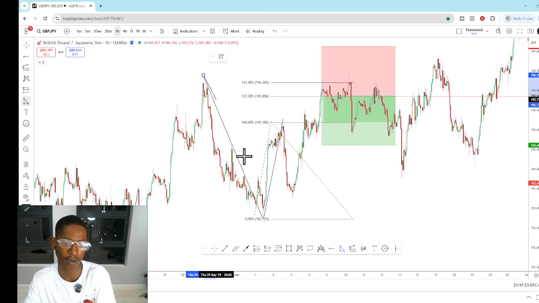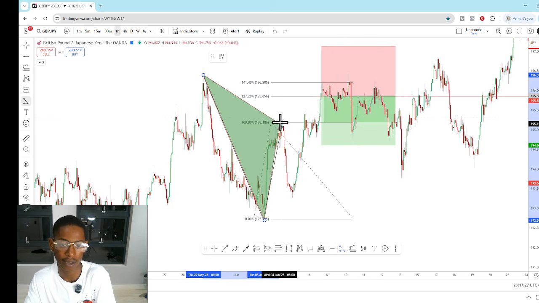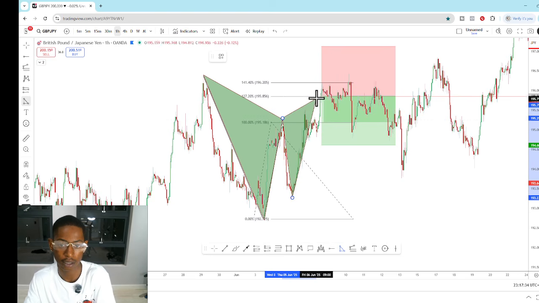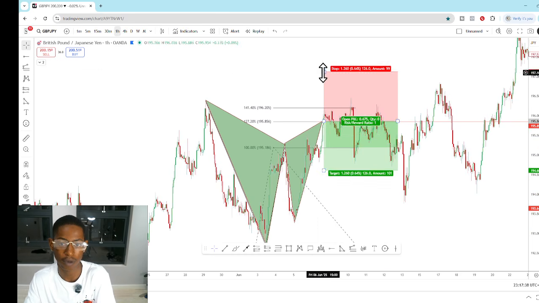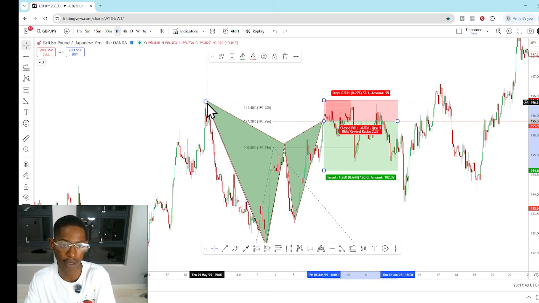Just to draw it out so you are able to have more of a visual understanding, I'll be having a pattern that is more like this, and then more like this, and then right here 127. Perfect. So then in order of stop loss, this is going to be our X leg.